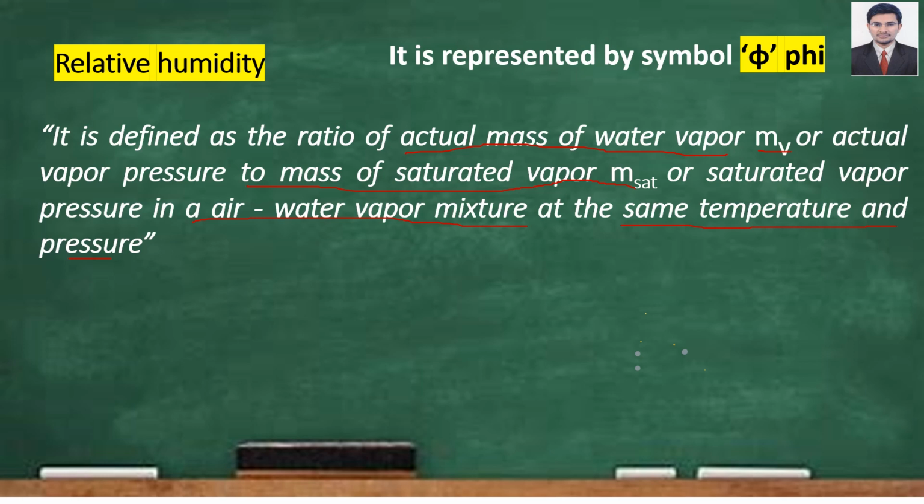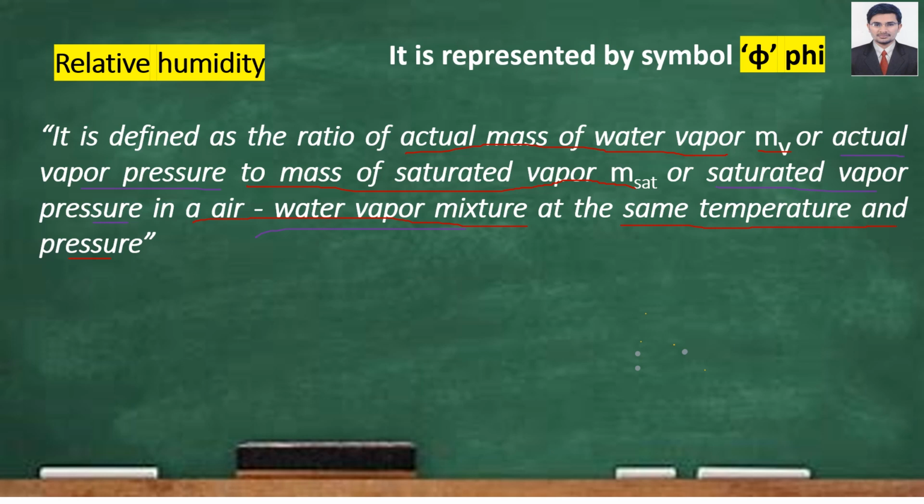The second definition, type 2, is that relative humidity is also defined as the ratio of the actual vapor pressure to the saturated vapor pressure in an air water vapor mixture at the same temperature and pressure. Now as we defined two types of definitions, obviously you will get two equations for relative humidity.